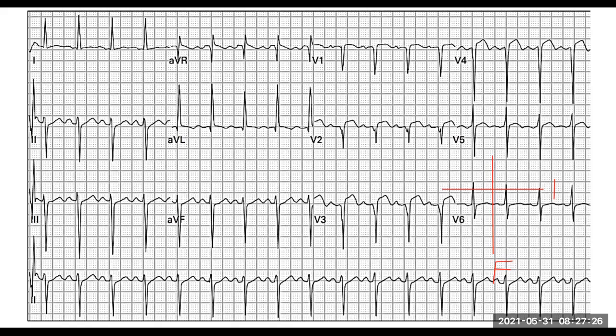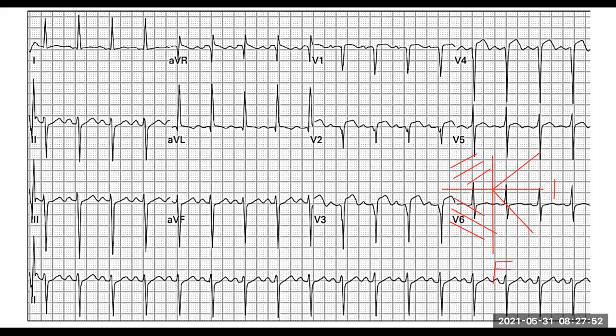So let's look at lead 1. It's pointing in which direction? Pointing up. So it means electricity is flowing towards lead 1. So it's either there in the left side or it's in the normal side. Okay, so those are the two possibilities. We already know we don't have an extreme right axis and we already know we don't have a right axis.